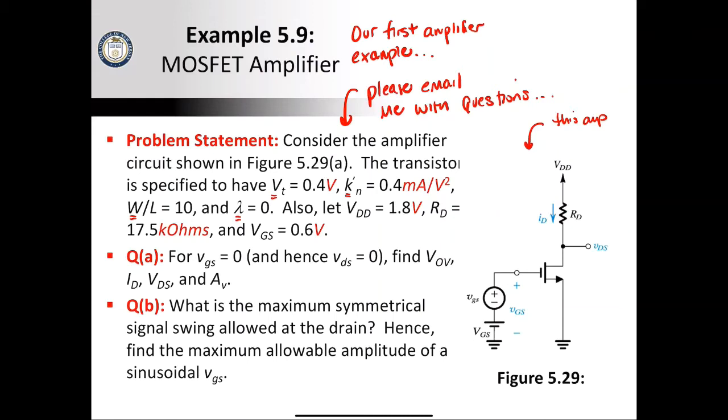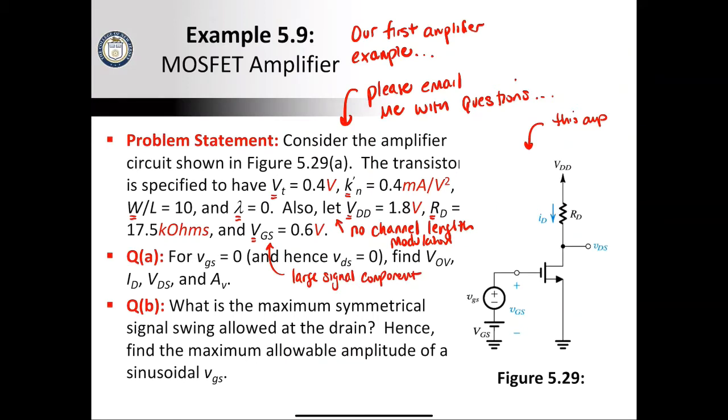Channel length modulation is neglected, so we can assume that the VI curve in the saturation region is flat. They also give us the parameters of the amplifier circuit. The external supply is 1.8 volts. The load resistance is 17.5 kilo ohms. And the large signal component of VGS is 0.6 volts. So they already are telling us where our operating point is and around what point we're going to linearize this.